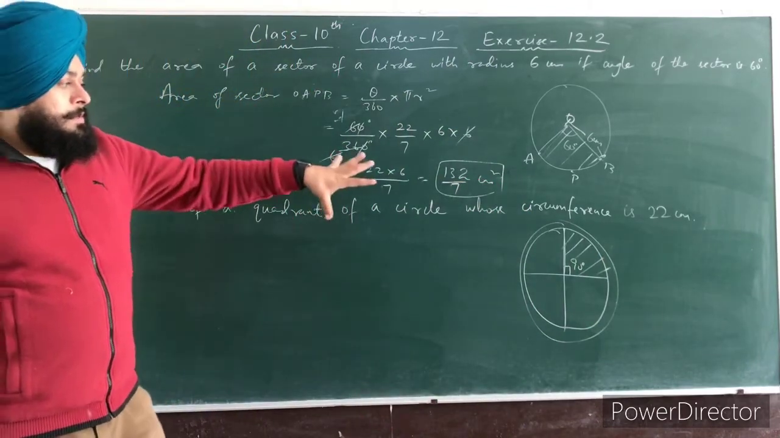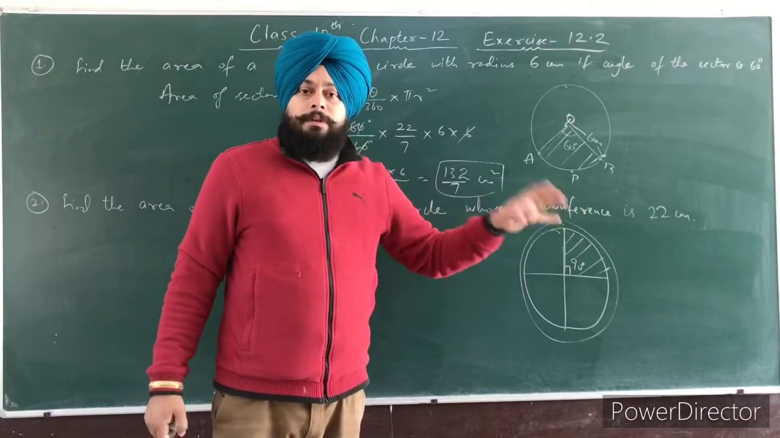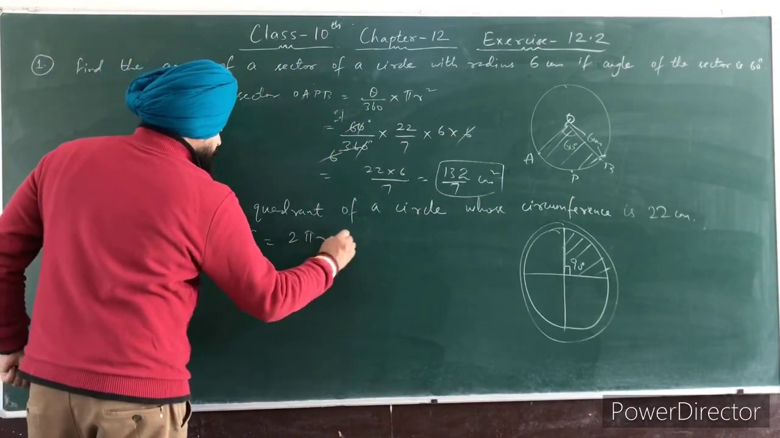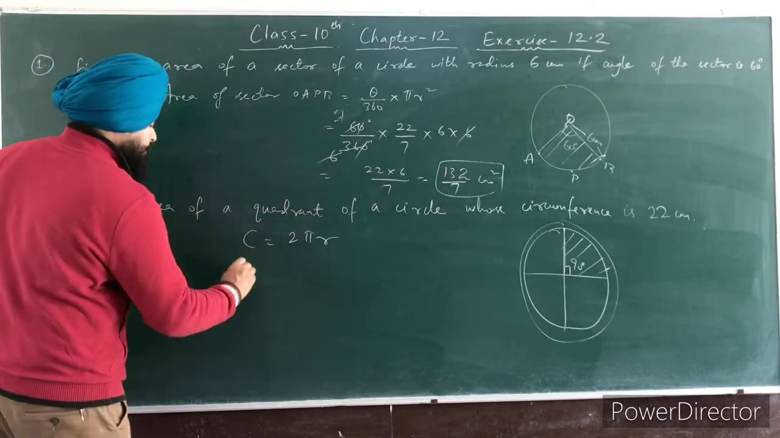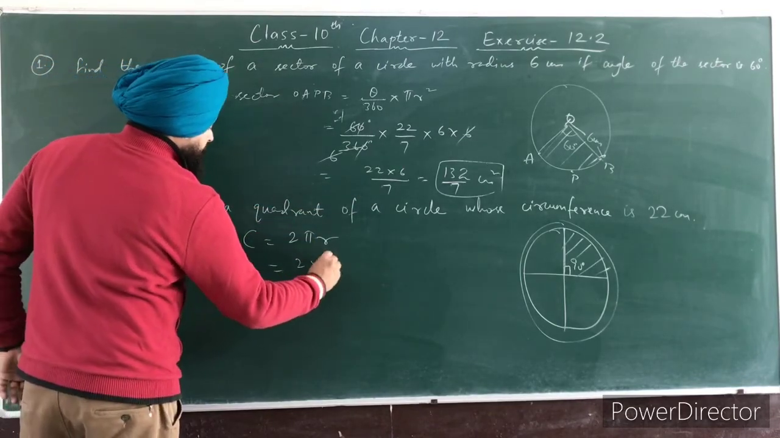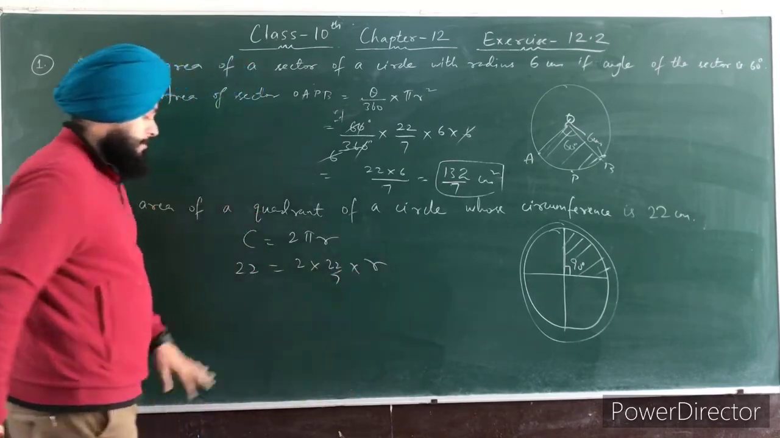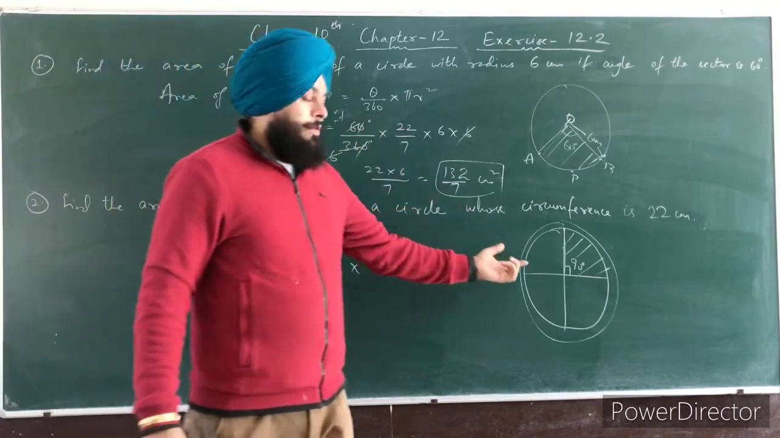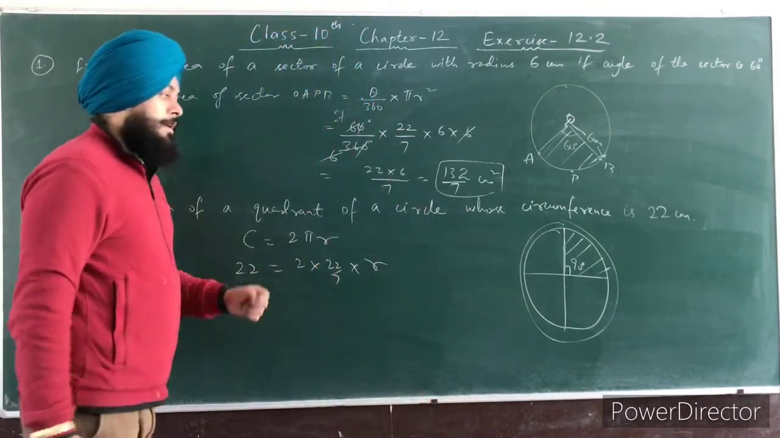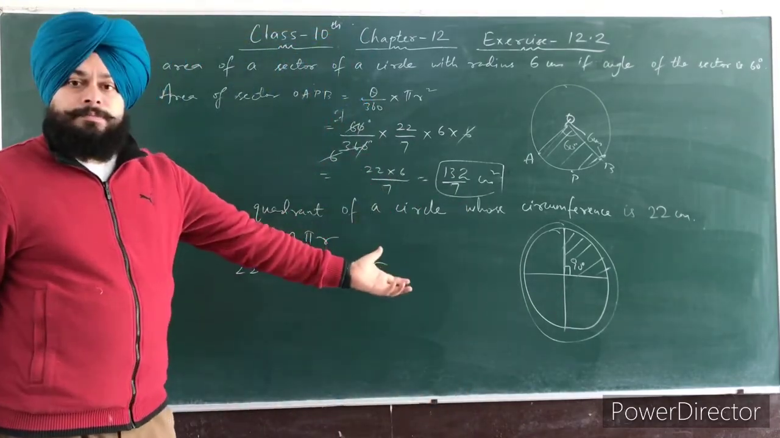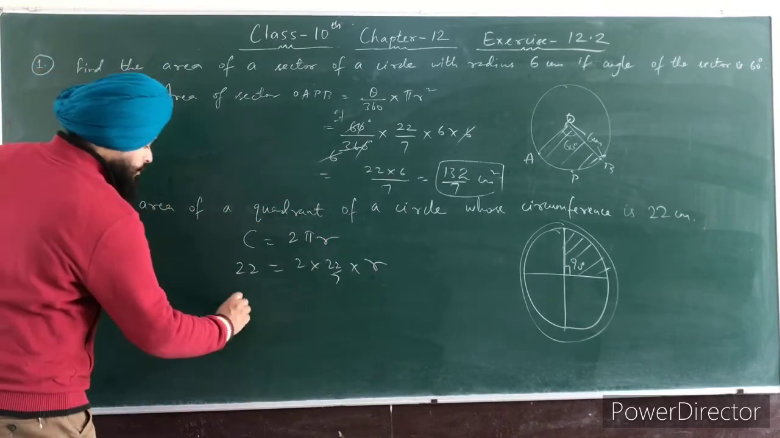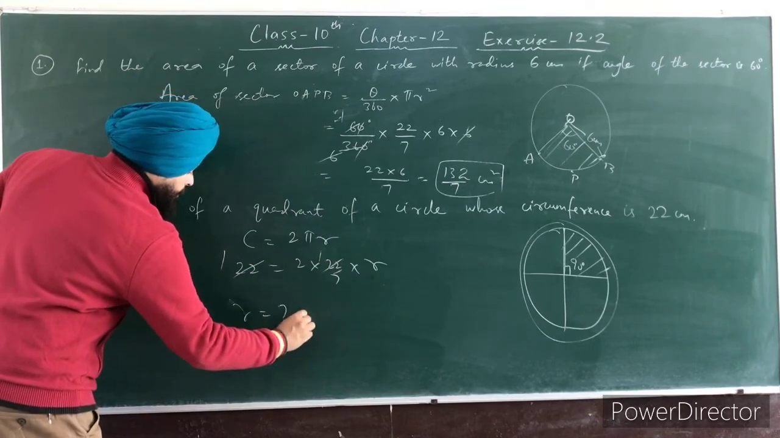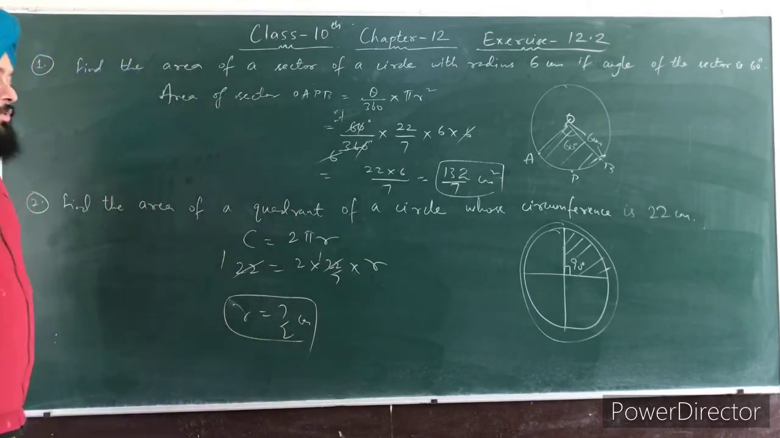So from circumference of a circle, we can easily find the radius of circle. So circumference is 2 pi r and the value of circumference is 22. So 2 pi is 22 over 7 into r. From here you can find r, then put this r in the formula of area of sector, because quadrant is also a part of sector. It is also a sector. So this 22 cancel. R is what? 7 over 2. R is 7 over 2 centimeter.